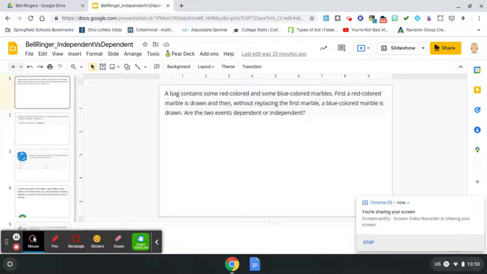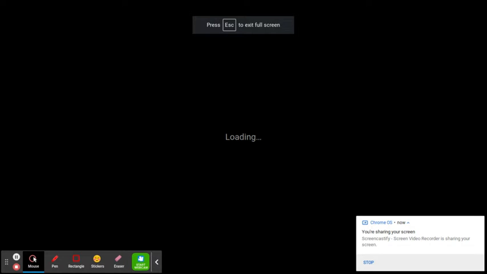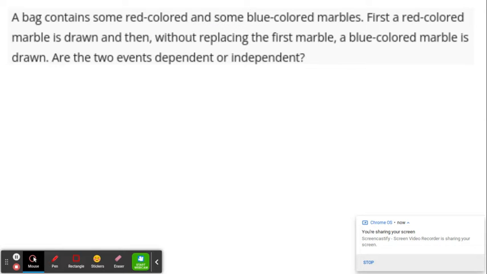I wanted to take a look at a couple of problems dealing with the whole issue of independent versus dependent, and also finding the probability of independent or dependent compound events. So here we go with the first one.